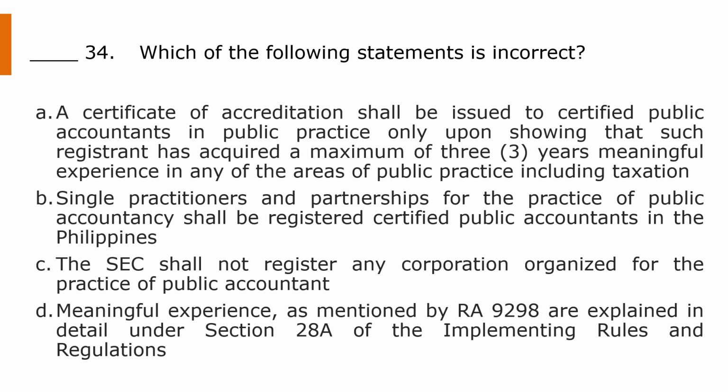34. Which of the following statements is incorrect? So we're looking for the incorrect statement. Letter A, certificate of accreditation shall be issued to certified public accountants in public practice only upon showing that such registrant has acquired a maximum of 3 years meaningful experience in any of the areas of public practice, including taxation. So, while it is correct that a certificate of accreditation is issued to those CPAs in public practice upon showing years of experience, the requirement is actually a minimum of 3 years meaningful experience and not the maximum.